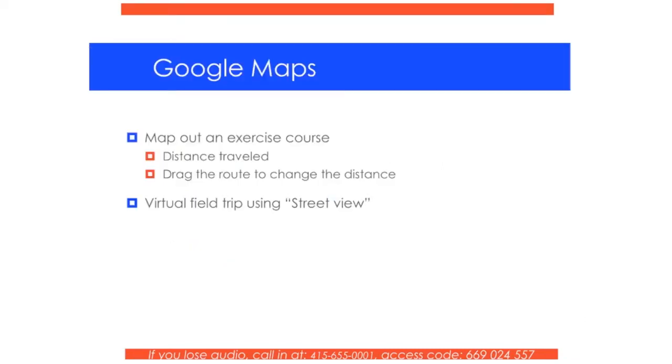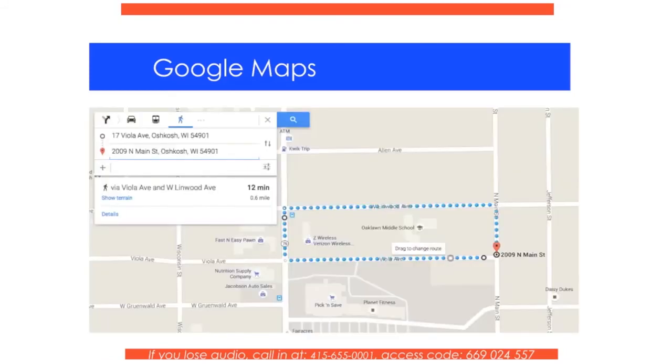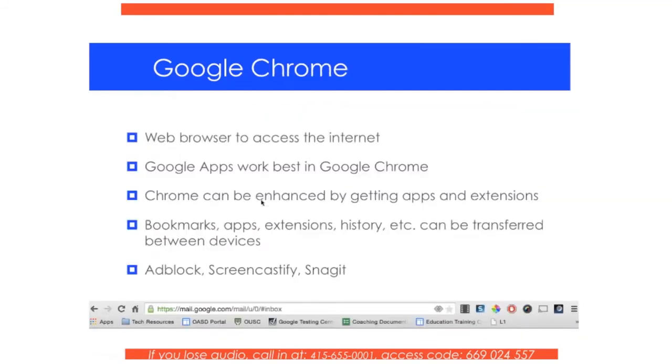Google Maps, you could map out an exercise course. You could take a little field trip using Street View. So here I just typed in an address, and then I typed in another address very close to it, and then you can just click here on this blue path, and you can drag it around, and then it would update the distance. So if you need to plan out an exercise course for a bike or a jog, you can do that as well.